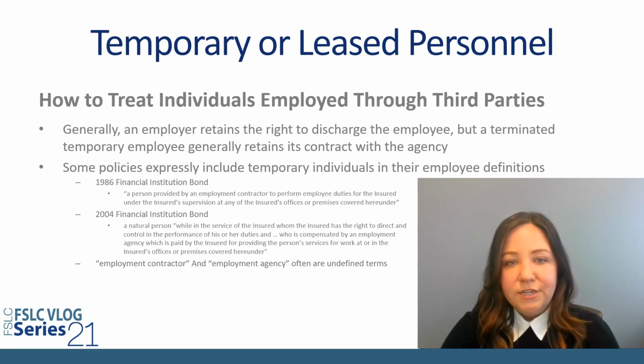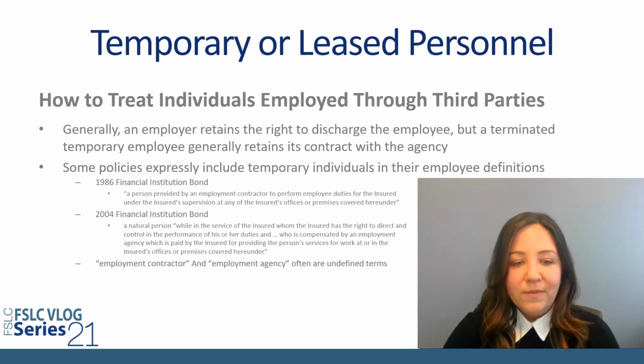Both of these employee definitions contemplate coverage for temporary or leased employees who are paid by an employment contractor or agency but not controlled by the insurer. Note too that these definitions contemplate only temporary or leased employees working at the insured's location. And as a final note, the terms employment contractor and employment agencies as used in these bond forms are often undefined terms.